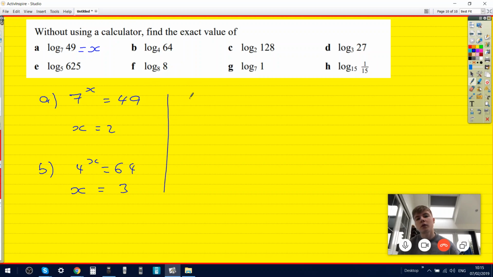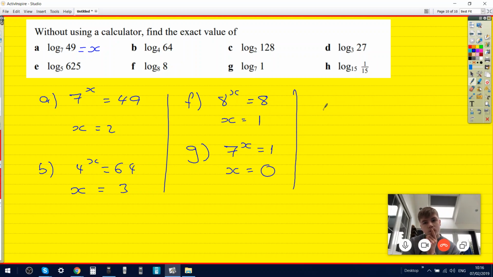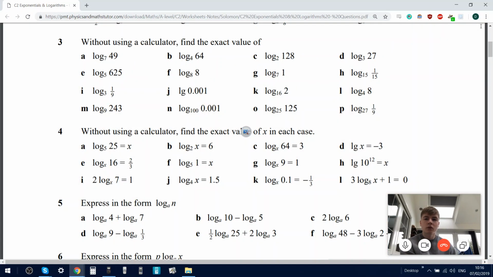How about f? 8 to the power x equals 8. So x equals 1. G? So 7 to the power x equals 1. So x must equal, is it 0? Yeah. And h? 15 to the power x equals 1 over 15. So 15 to the minus 1. Yes. Okay. That's all right.